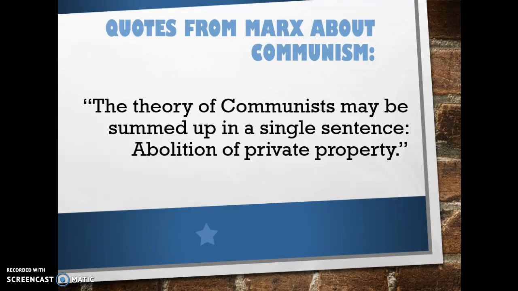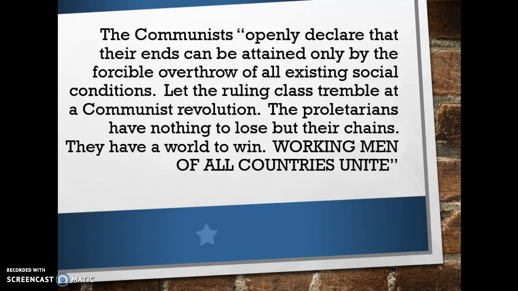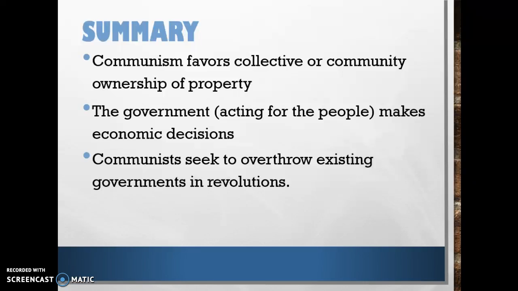Quotes from Marx about communism. The theory of communists may be summed up in a single sentence: abolition of private property. So meaning that the nation is going to take control of businesses in the way that markets are run. Communism abolishes all eternal truths. It abolishes all religion. The communists openly declare that their ends can be attained only by the forcible overthrow of all existing social conditions. Let the ruling class tremble at a communist revolution. The proletarians have nothing to lose but their chains. They have a world to win. Working men of all countries unite.